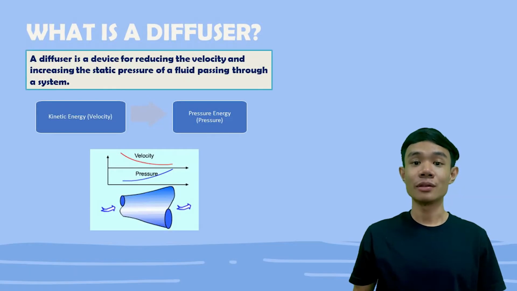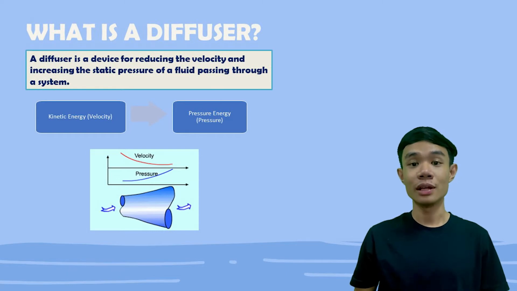Okay, let's start with what is a diffuser. A diffuser is a device for reducing the velocity and increasing the static pressure of a fluid passing through a system. Let's move to the next slide.